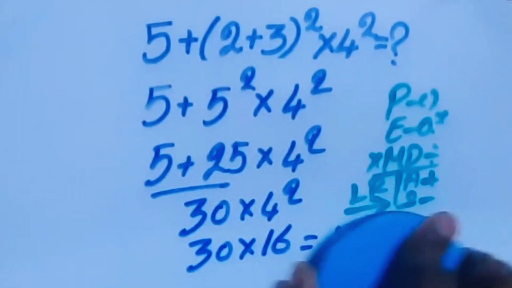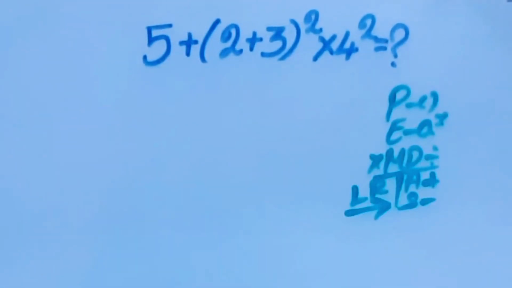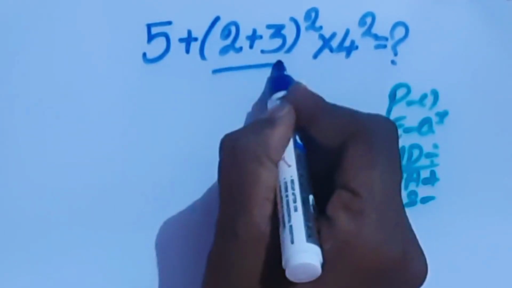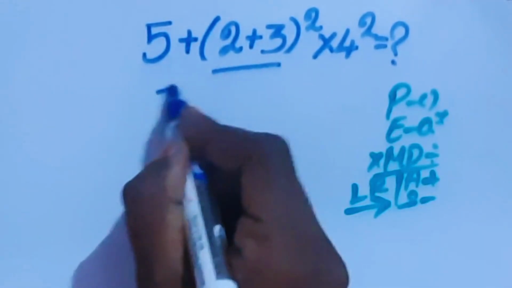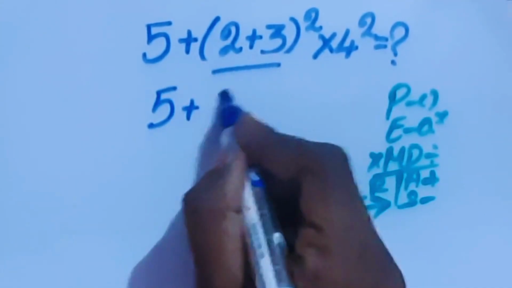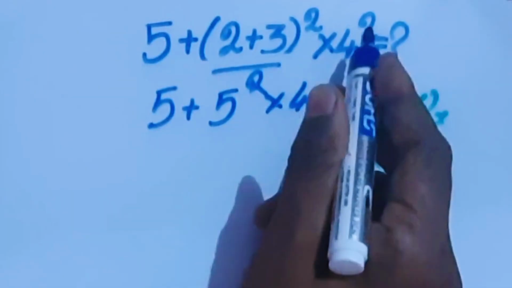Now we are going to solve this problem in the correct way by using the order of operations PEMDAS. Here, as per PEMDAS, the bracket is higher priority, so we have to do this bracket before the other operations. Here 5 plus, the bracket is 2 plus 3 is 5, to the power of 2, times 4 to the power of 2.